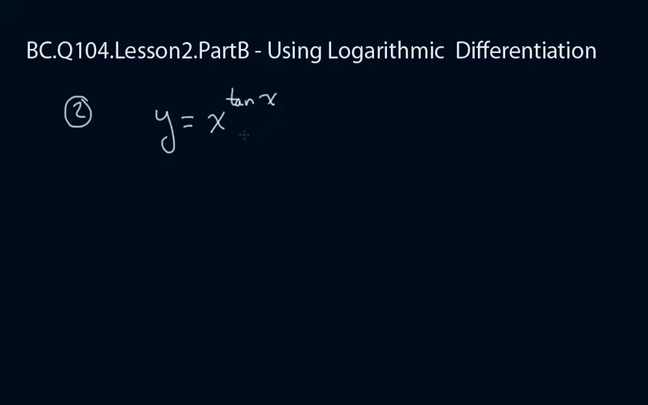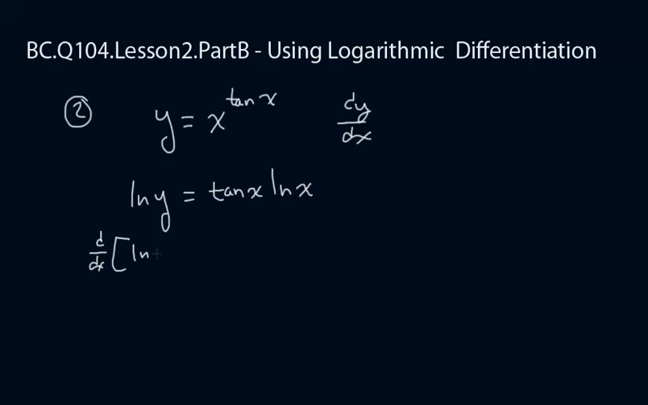Let's take a look at the second one. Here we have y is x to the power of tangent of x. Again, our desire here is to find dy dx. So first thing is, we're going to take the natural log of both sides, natural log of y. The tangent of x becomes the exponent that gets pulled down, tangent of x times natural log of x. And we do the derivative of the relationship with respect to x, tangent of x times the natural log of x.